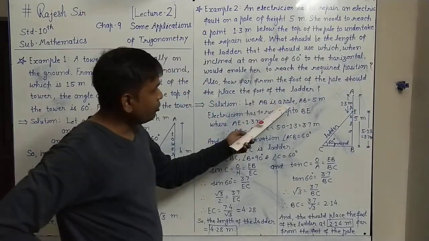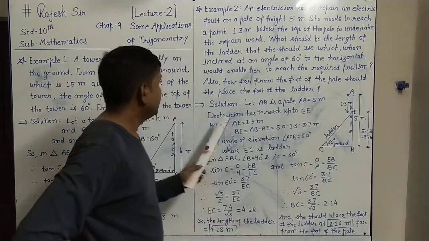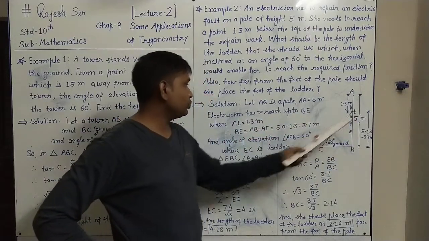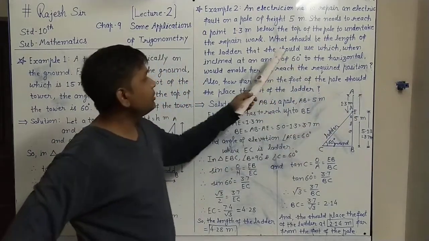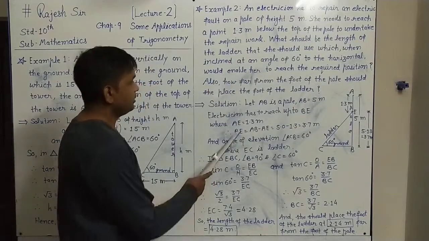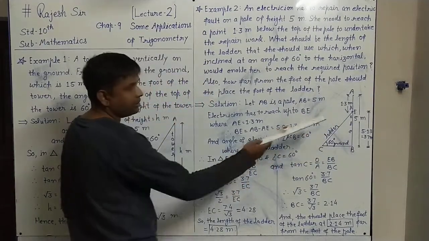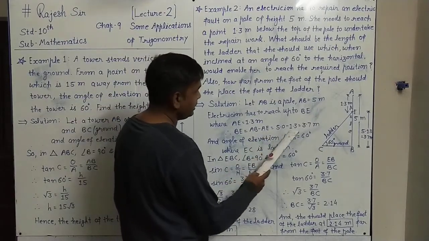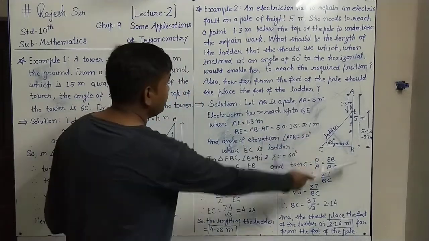Let AB be a pole, as shown in the figure. AB equals 5 meters, given. The electrician has to reach up to height BE, shown here, where AE is 1.3 meters, given below the top in the question. So what is BE? BE equals the full AB minus AE. By the figure, AB is 5.0 minus AE 1.3, and subtraction gives 3.7 meters. So this is BE we have now.